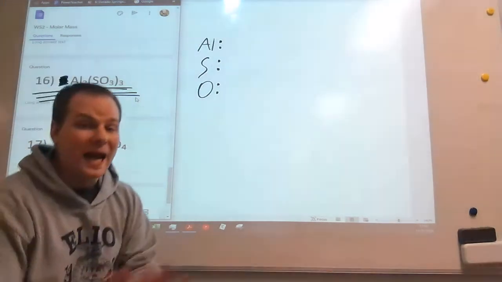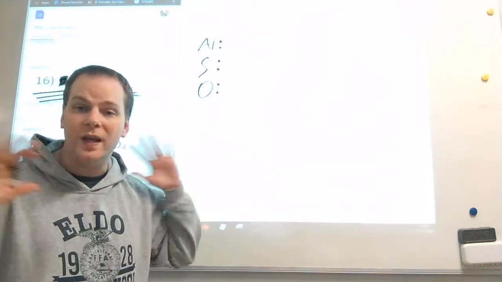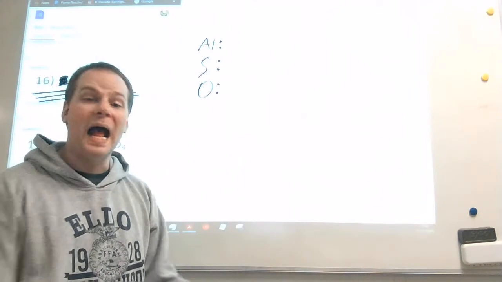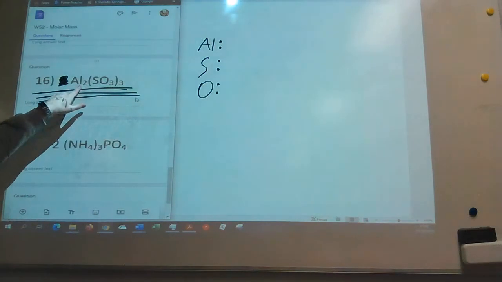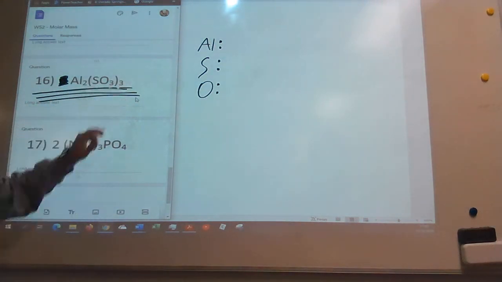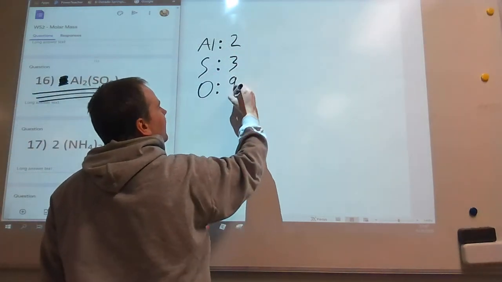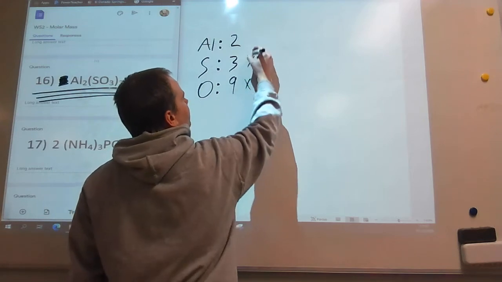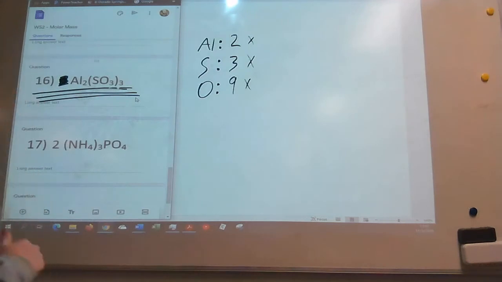This is true for any molar mass. When you're calculating molar mass, ignore the coefficients. They do not matter at all. So, ignoring the coefficient, we have 2 aluminums, 3 sulfurs, and 9 oxygens. So 2, 3, and 9. And then we need to look up the molar mass for each of these, so I will do that off screen, and I will be right back.